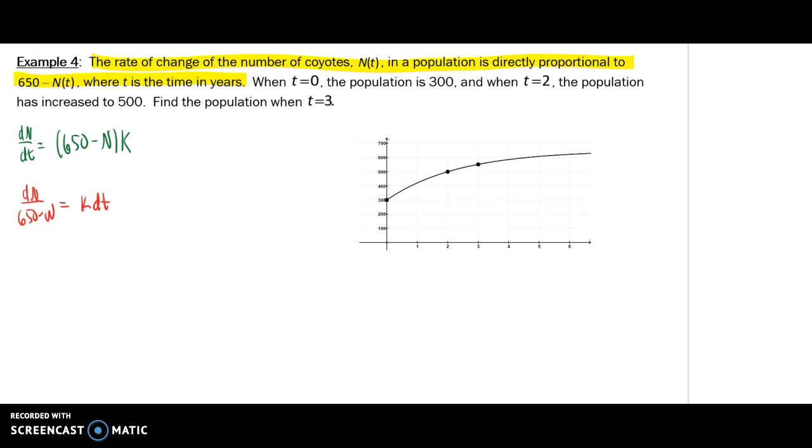If we integrate both sides, the integral of the left is the negative natural log of 650 minus n, and it's negative because if we did the u substitution, u would be equal to 650 minus n, du then would be equal to negative dn. So we have the negative in there to make that work. The right side, we're integrating with respect to t, and because k is just a constant, that's going to become kt plus c.